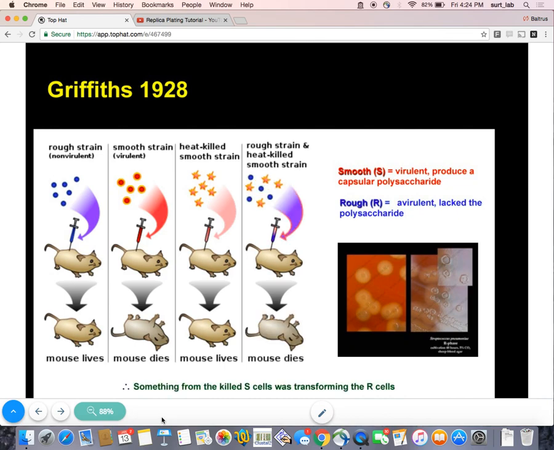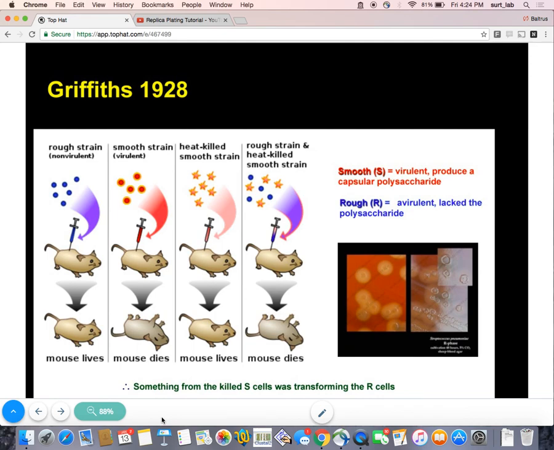But then what Griffiths did, just to do stuff in the lab, is he took that heat-killed smooth strain that can't kill mice, mixed it with the rough strain that can't kill mice either, injected that mixture into mice, and then the mouse died. So whatever was in that heat-killed bacteria, it couldn't kill the mice itself, but if you mixed it with another non-virulent strain, the mouse could die. And so something in the killed S cells was transforming the R cells. Because they used the word transformation in that definition, we now call this phenomenon transformation.